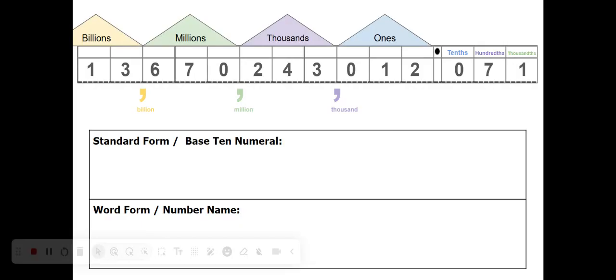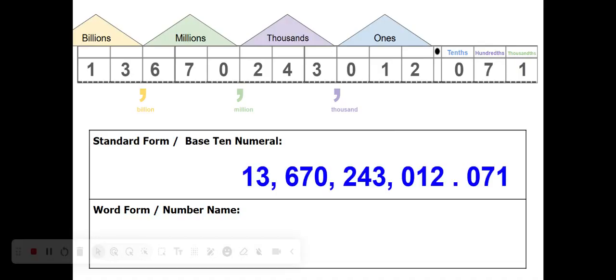All right, when we are asked to write this number in standard form or base 10 numeral, that is simply using the digits in the place value places like we just read them, and we put them together. You'll see we make sure that we put our commas to separate those periods so that we know where our ones, thousands, millions groupings are. And we also have the decimal to show that everything after the decimal is smaller than 1.